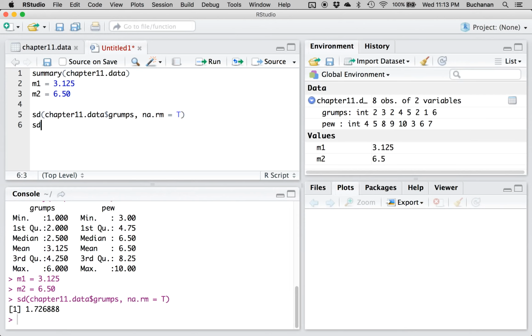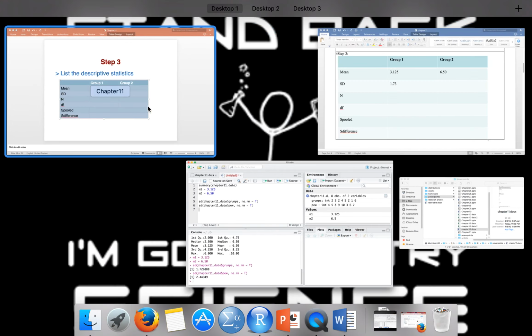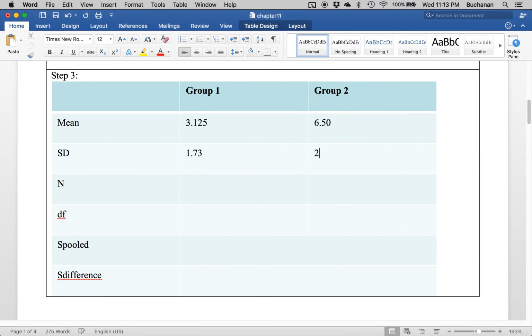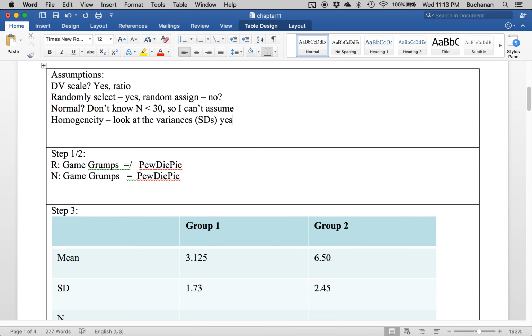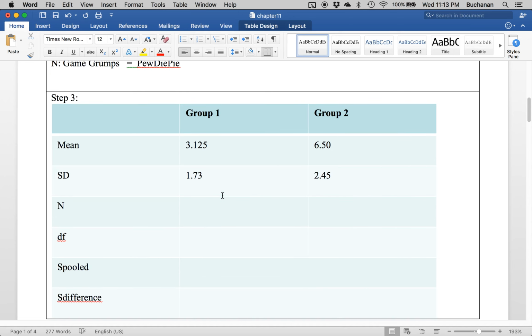The second standard deviation is 2.45. So are they equal? And I would say yeah, it's close enough. I'm basing that on the fact that they're not like 2 or 3 times each other. So 2 times 1.73 would be about 3.4. So, you know, that's close enough.